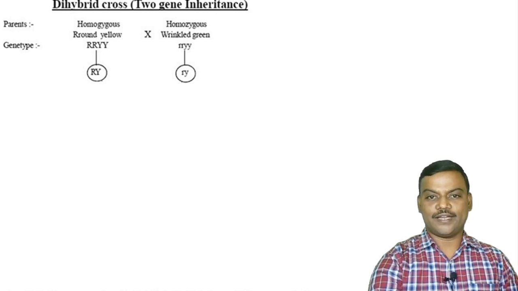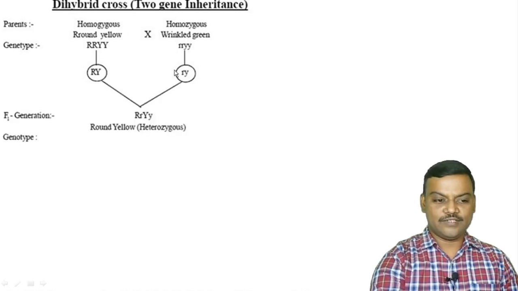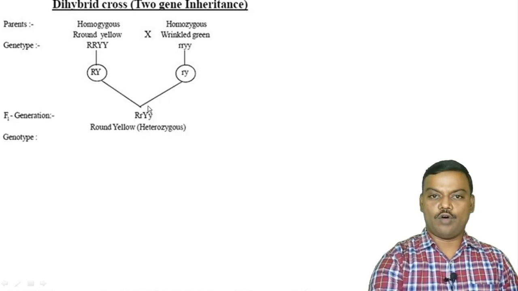Because of the homozygous condition, the first parent can produce one type of gametes with capital R, capital Y, and the second parent can produce gametes with small r, small y. These gametes are fused randomly to form the F1 generation. This F1 hybrid, because of the heterozygous condition, expresses the round yellow character.